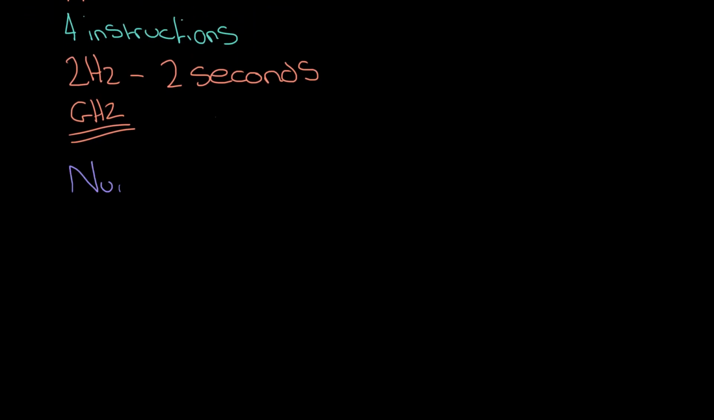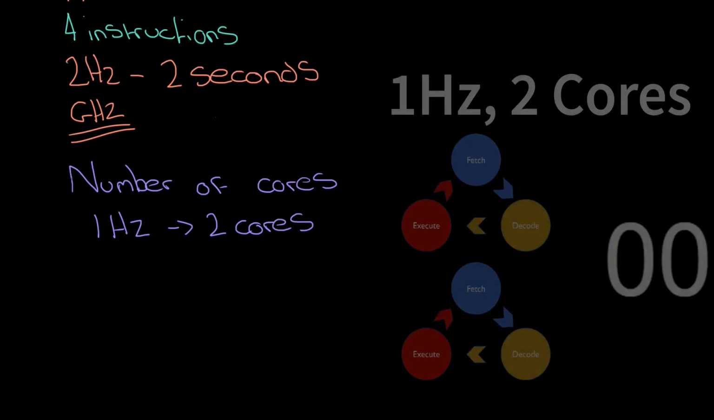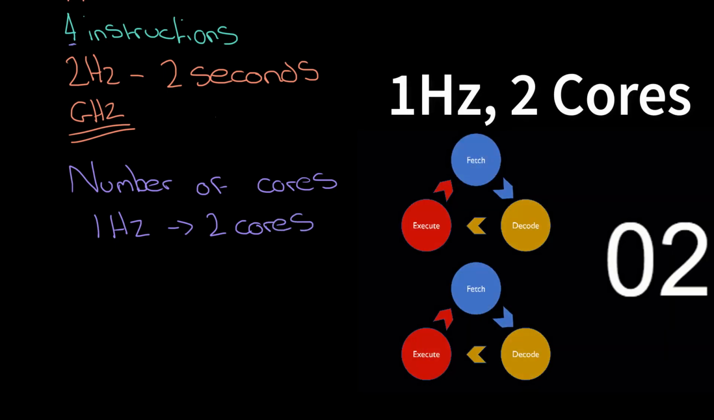So the other thing that we can have a look at is the number of cores which are on the processor. And what I want you to imagine is that I've got a CPU which is at 1 hertz, so it could only perform 1 cycle in a second. However, I've got 2 cycles going on at the same time. Okay, so I've got 2 different cores which are doing 2 cycles at the same time. And if I'm still focused on my 4 instructions, let's see how fast it gets through it. And it's 2 seconds again, so 2 cores would be 2 seconds.